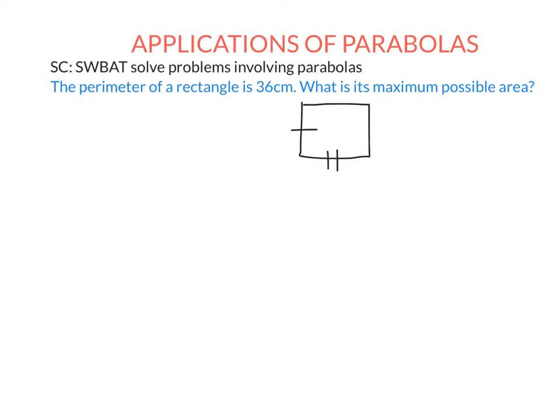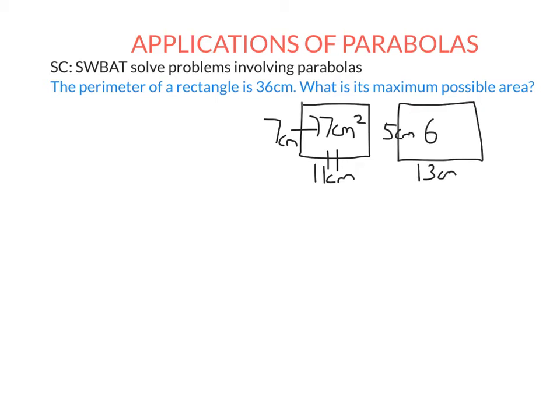So we could have, for example, one that is 7 by 11, and if these are in centimeters, the area would be 77 centimeters squared. We could also have something like 5 times 13, and the area would be 13 times 5. So there is a maximum value that we can get for the area, and that's what we're trying to find here.